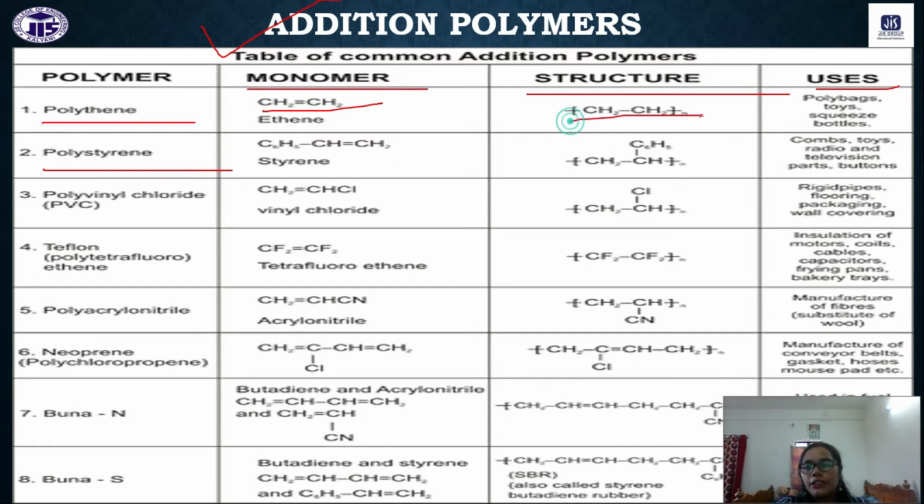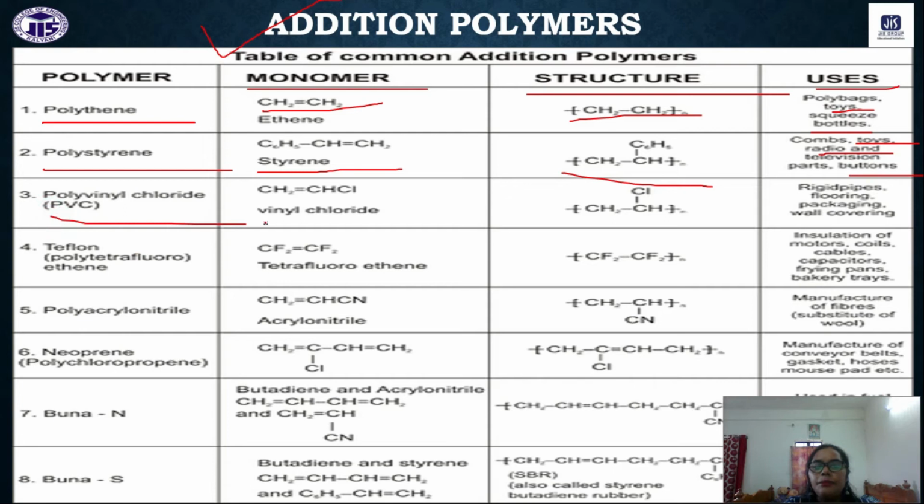This is the structure. Okay, and poly bags, toys, squeeze bottles. So these are the uses made of this polythene. Next, polystyrene. The monomer will be the styrene moiety, and this is the structure of the polystyrene. Generally we use the polystyrene in combs, toys, radio, okay, and buttons. So these are some of the uses of the polystyrene.